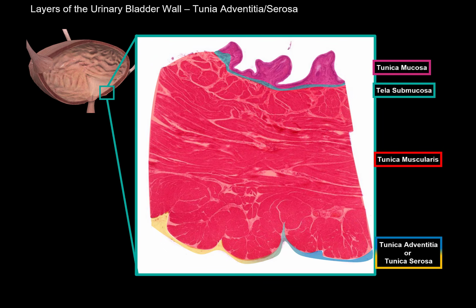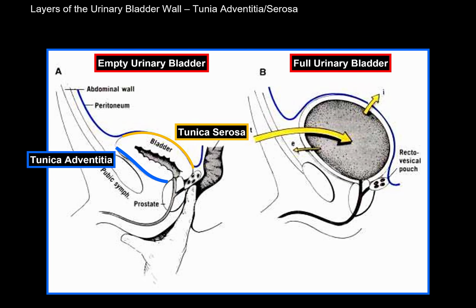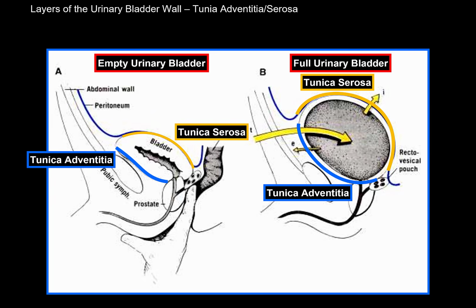The outermost layer is either going to be tunica serosa or tunica adventitia. Now what does that mean? Remember, here is the peritoneum, which forms a serous coat around the organs within the abdominal cavity. The surface that does not face the peritoneum is called tunica adventitia, which consists of dense fibrous connective tissue, while the surface that faces the peritoneum is called tunica serosa. And notice that when the urinary bladder is full, a larger portion of the urinary bladder is going to be covered by the tunica serosa. So that was the anatomy of the urinary bladder.